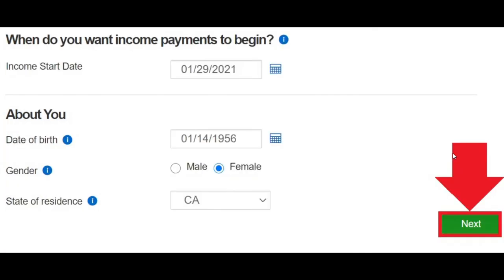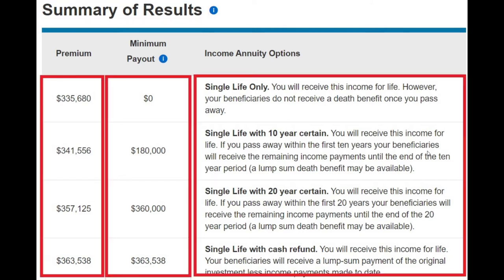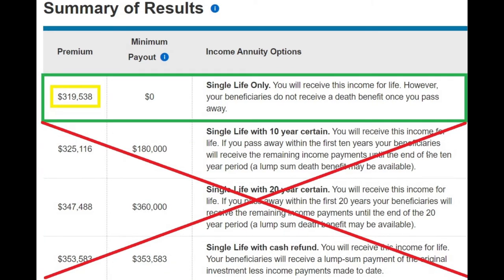And then of course you click next, and here we're taken to a summary of results page. There are three columns for a variety of premium costs, payouts, and option descriptions. But we're gonna ignore everything except a single number, the price tag for her to buy a $1,500 a month income stream for herself for the rest of her life. And in this example, that is $335,680. Now, had I used a 65-year-old male instead, the cost for the same $1,500 a month income stream would have been $319,000 and change.